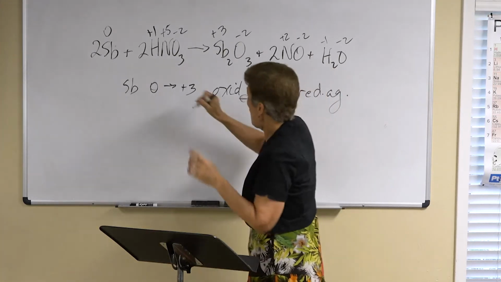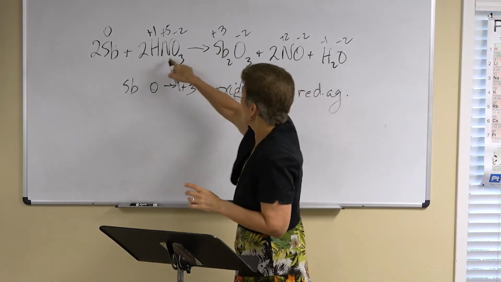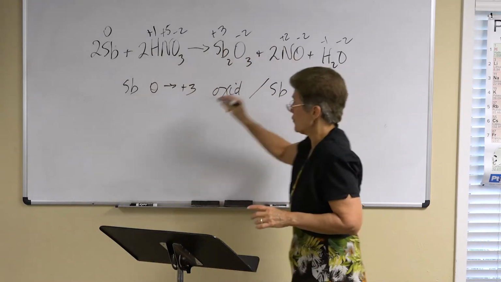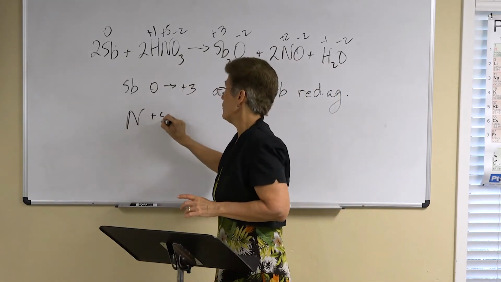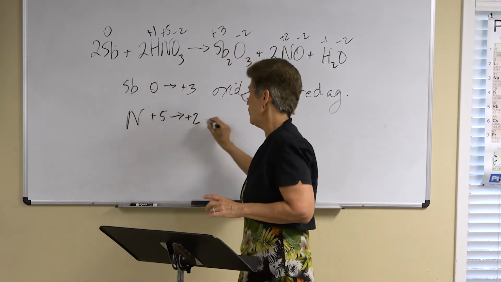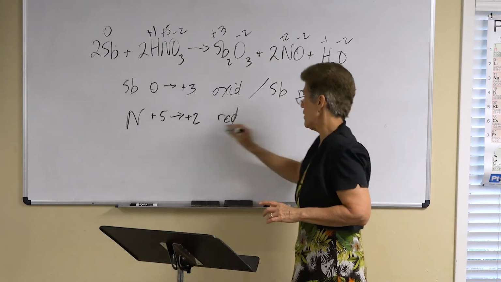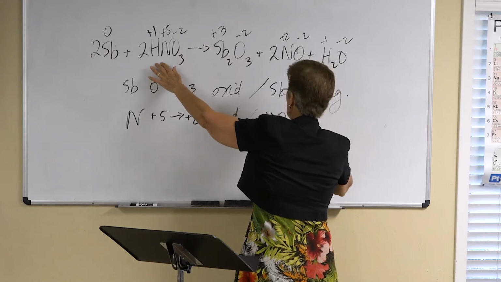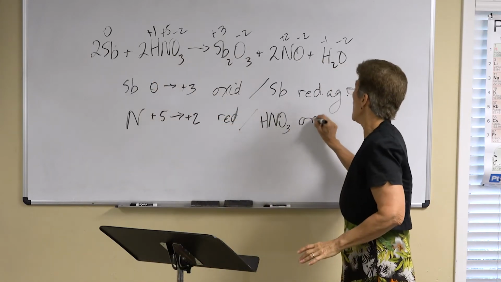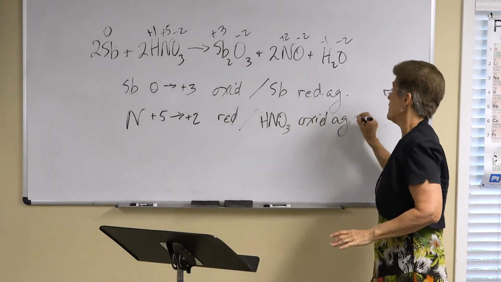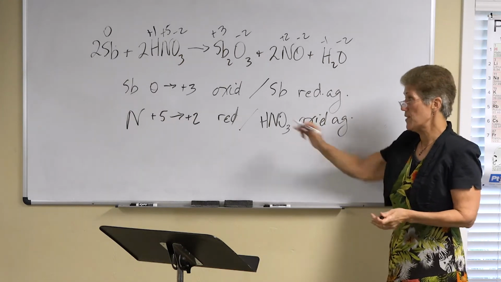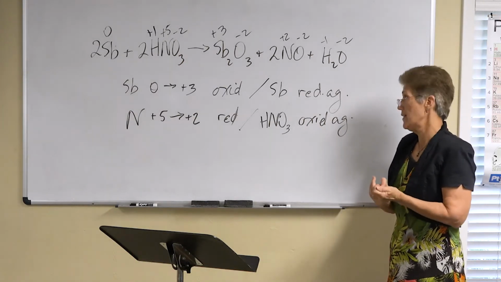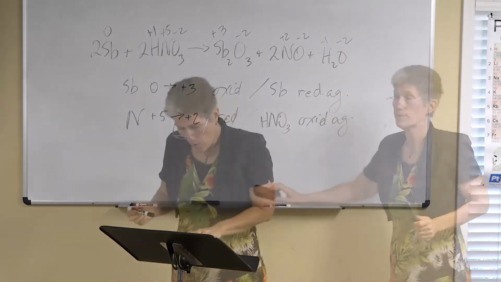Okay. Now, hydrogen hasn't changed. Nitrogen's gone from +5 to +2. Therefore, it's being reduced. Its number's going down. And nitrogen is found in this substance, and therefore we will put that as the oxidizing agent, because whatever substance is on the reactant side, that would be our oxidizing agent.